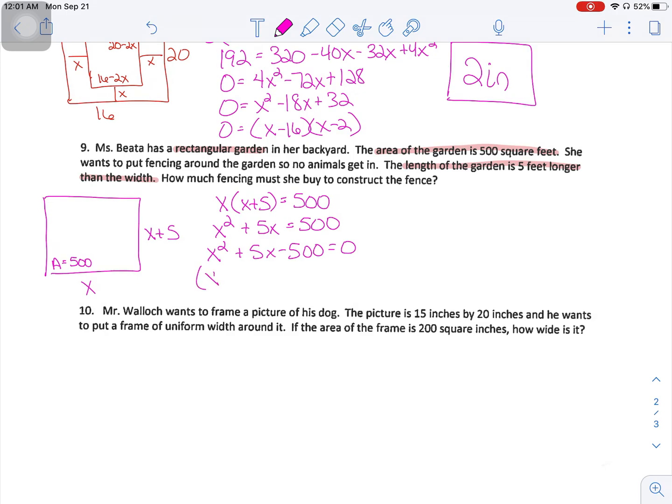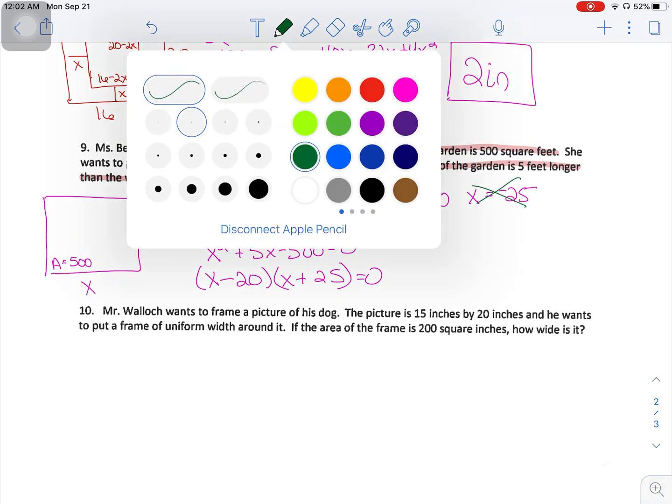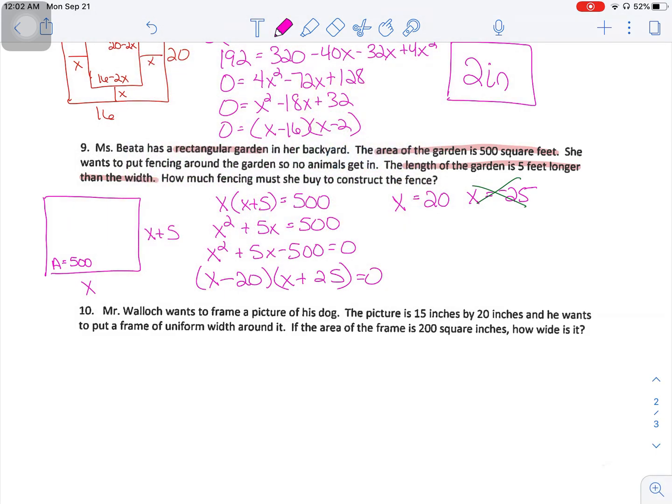All right. So x and x, we have 20 and 25. I need a positive and a negative. So negative 20 times positive 25, that works. This is still equal to 0. So x is equal to 20 or x is equal to negative 25. By this point, I am hoping you recognize that negative 25 makes no sense, so eliminate it. It's an extraneous solution. So we now know that x is 20. So that tells me that this side is 20, this side is 25.